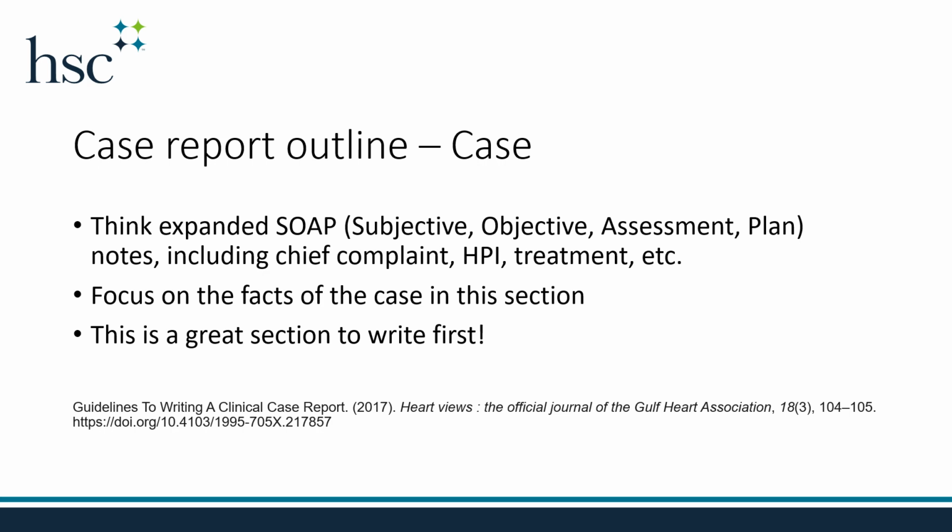Then the assessment, including blood pressure numbers, heart rate, temperature, etc. And then the plan. What course of action did the physician decide to take regarding labs, referrals, or treatments? The case notes in this section should include a chief complaint and HPI, or history of present illness. It's important to focus only on the facts of the case in this section, which honestly makes it the easiest section to write and therefore one of the best sections to start with.